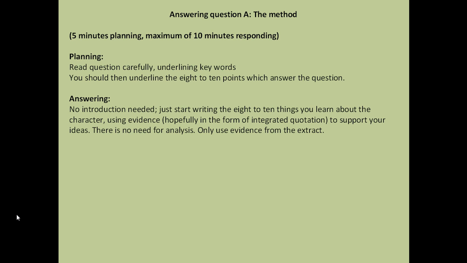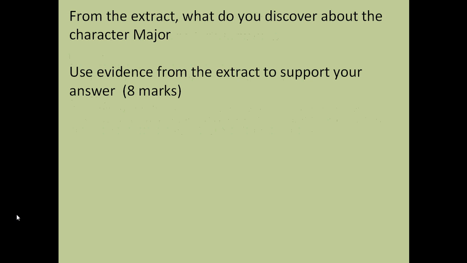Now the answering, you don't need an introduction, don't waste your time. Just start writing the 8 to 10 things you learn about the character, using evidence. Hopefully this is integrated. That's how you use evidence perceptively to support your view. As we saw from the mark scheme, there's no need for analysis, and only use evidence from the extract. Okay, so pause that to make sure you have that, but that is the method you need to revise to ensure you get perfect marks. And again, you could answer any question A in the exam, use that method, you'll get perfect marks.